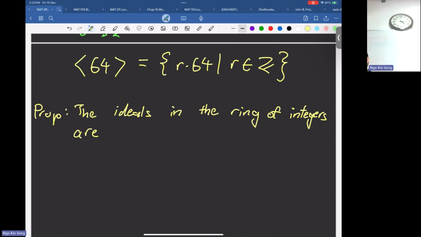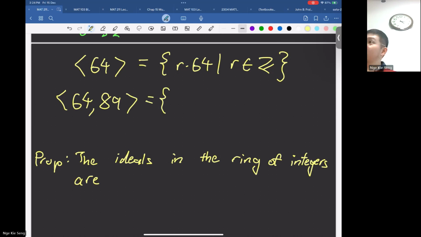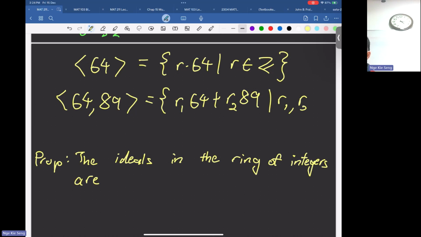But this one is a principal ideal. Okay, we can do something else. Pick one more number. Pick 89. Okay, let's pick 89. So what's the ideal generated by 64 and 89? These are the linear combinations of 64 and 89 in the integers, so r1 times 64 plus r2 times 89, where r1 and r2 are in Z.